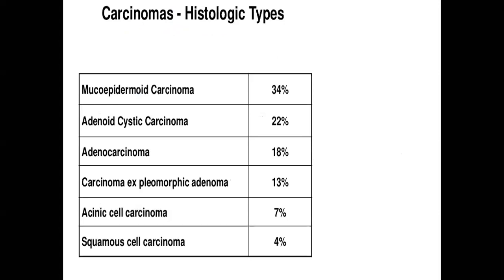Now, regarding malignant tumors by histological type: mucoepidermoid carcinoma, 24%, adenoid cystic carcinoma, 22%, adenocarcinoma, 18%, carcinoma ex pleomorphic adenoma, 13%, acinic cell carcinoma, 7%, squamous cell carcinoma, 4%.